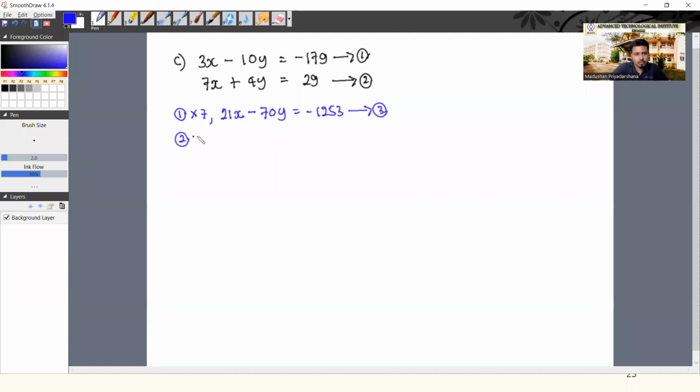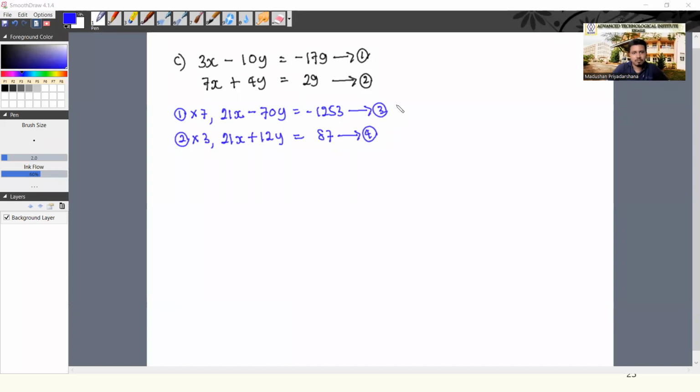Equation number 2 needs to be multiplied by 3 for 7x to become 21x. So 7x into 3 is 21x, 4y into 3 is 12y, and 29 into 3 is 87. So this is our fourth equation.